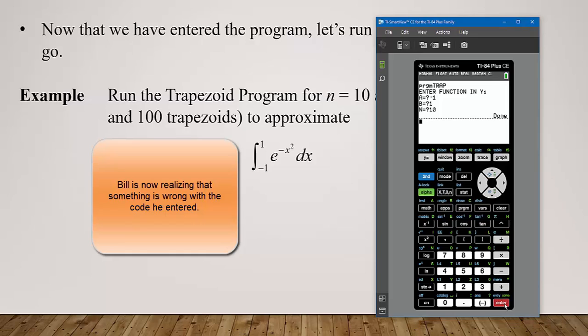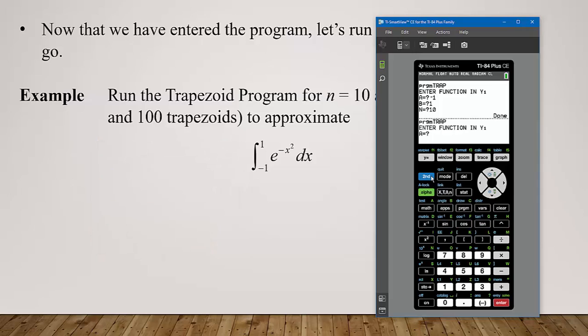Enter. And it didn't show me anything. So that means what I have to do is go back to my program. I have to edit. I have to see where I screwed up.